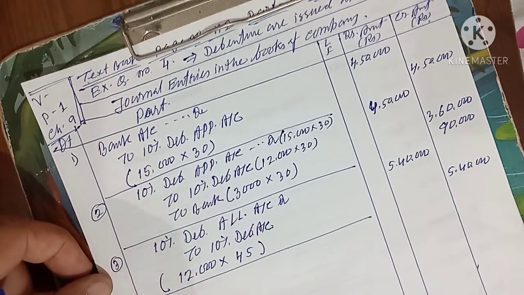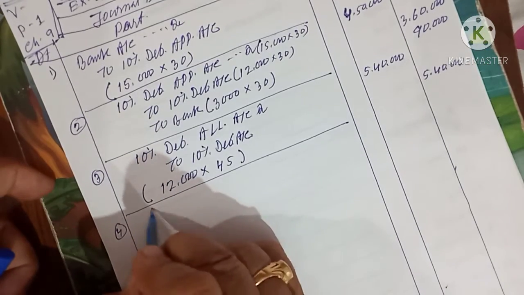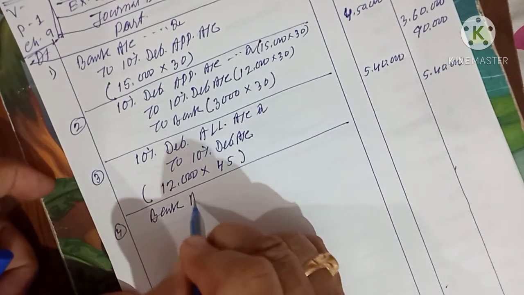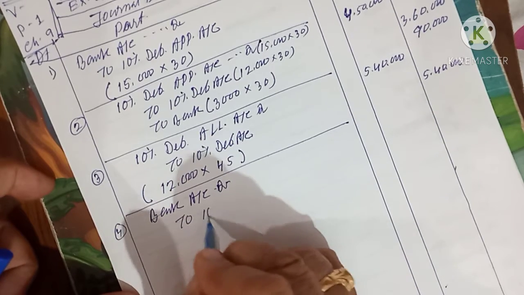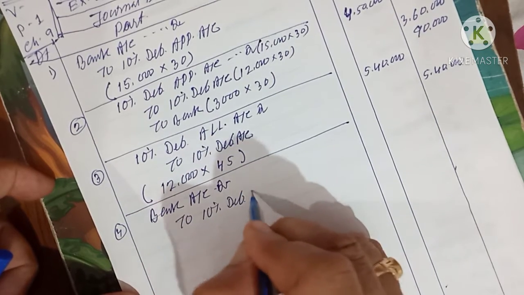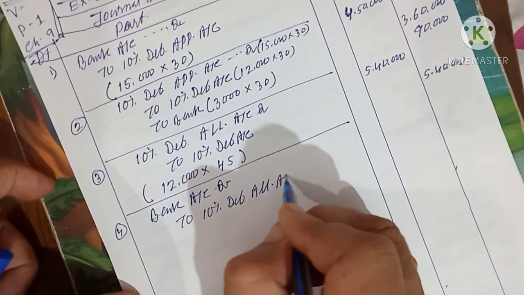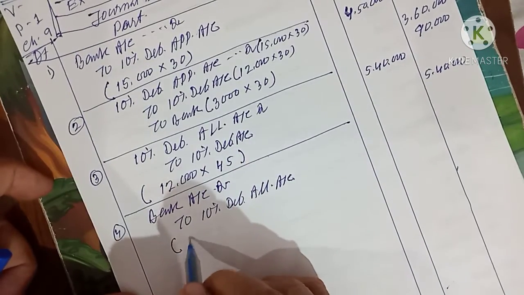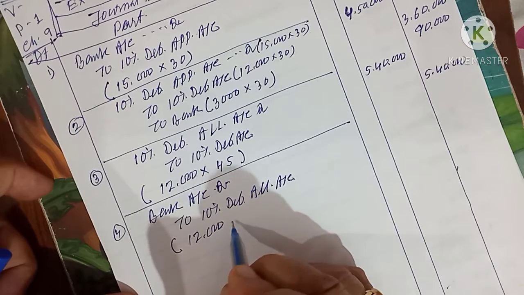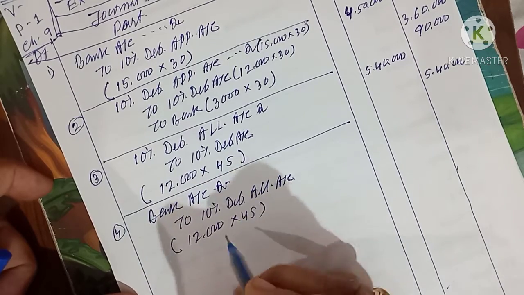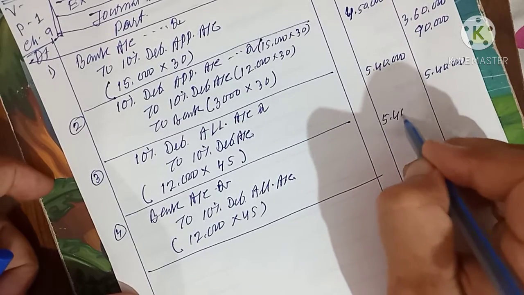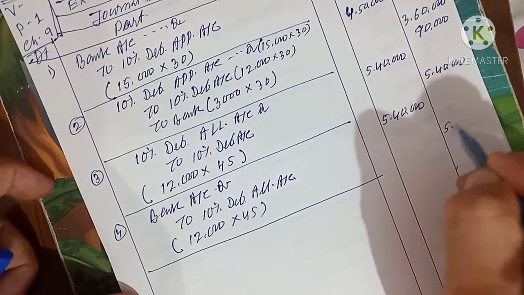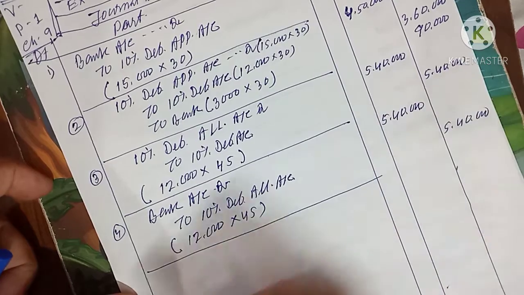Now we will pass the entry for receiving. You have received all the money, so bank account debit to 10% debenture allotment account. How much money have you received? 12,000 debentures of rupees 45 each. So you have received 5,40,000.